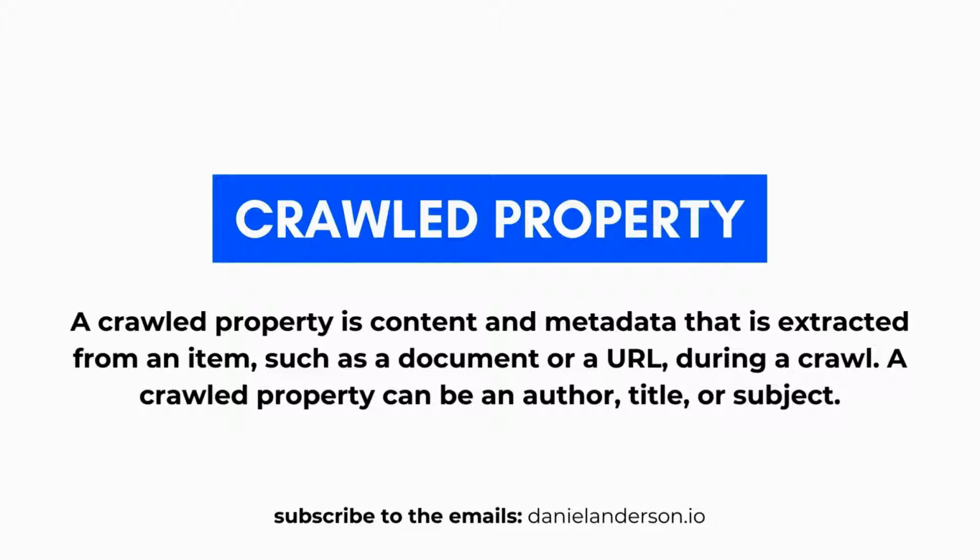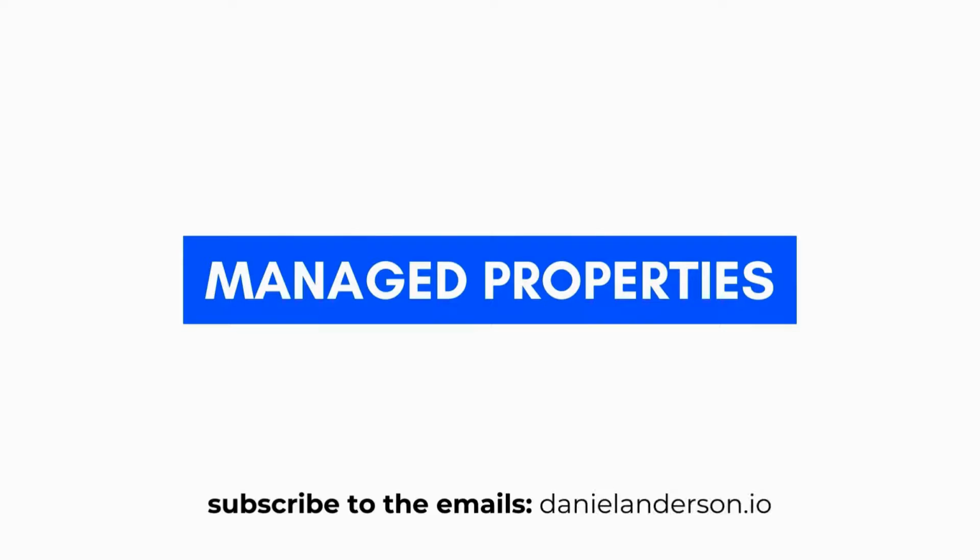We then move into a crawled property. Now, a crawled property is content and metadata that's extracted from an item, so a document or a list item. So things like that metadata that we just spoke about, they then become what we call a crawled property. Now, to include the content and metadata of crawled properties so that we can use those in search experiences and make those part of what we call the search index, we need to map these crawled properties to what we call managed properties. So there's two different types there.